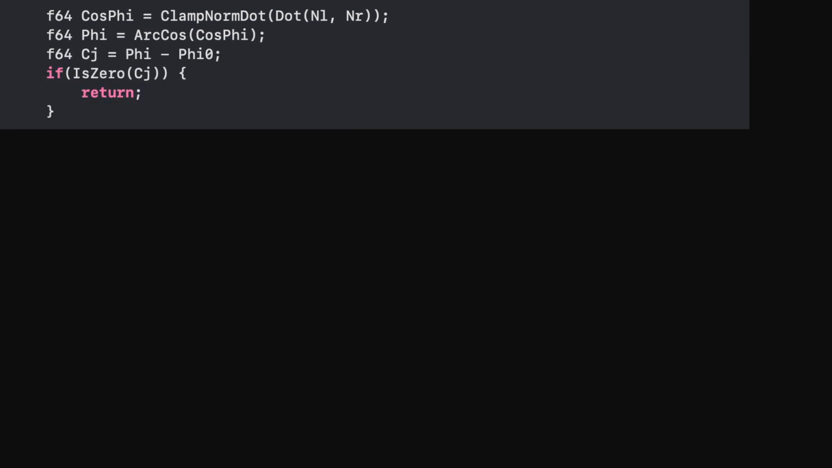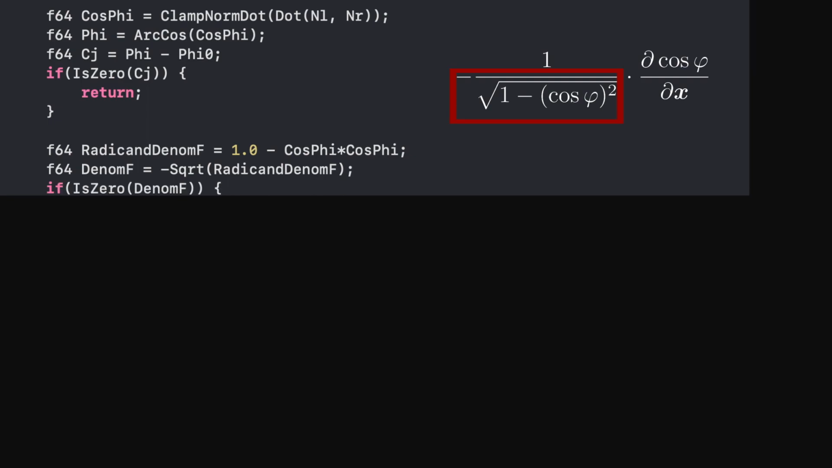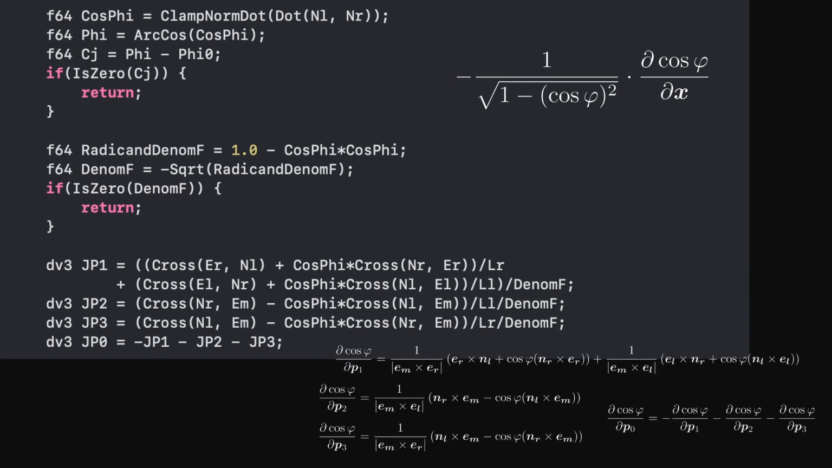Using phi, the constraint value cj is computed next and checked for being 0. In that case, the constraint is satisfied and it doesn't need to be solved. To compute the derivative vectors, the factor from the rcross derivative is needed, so its denominator is defined first. And because it is a denominator, there's another zero check. When passed, the derivative vectors can be computed.